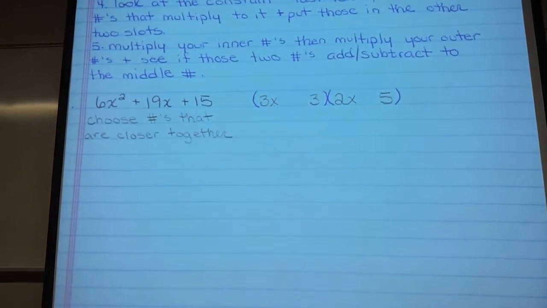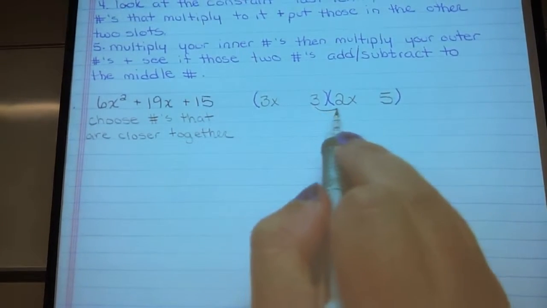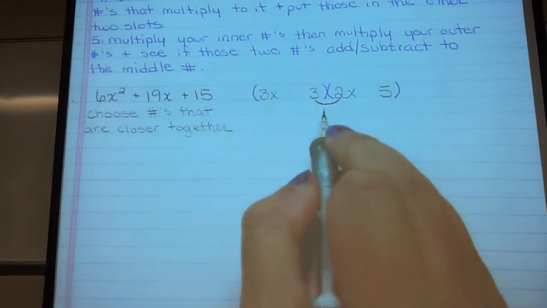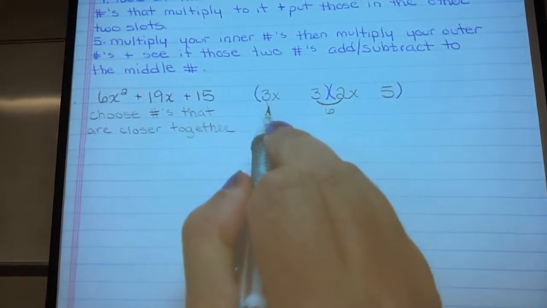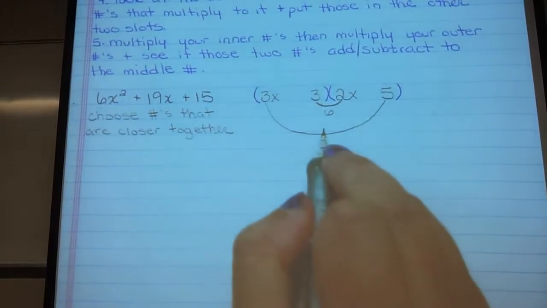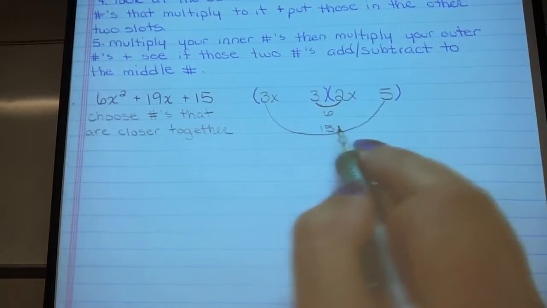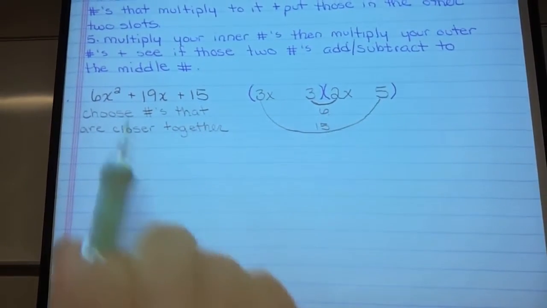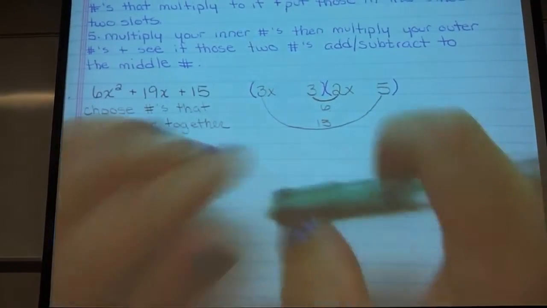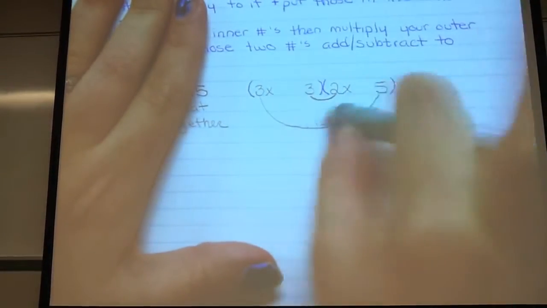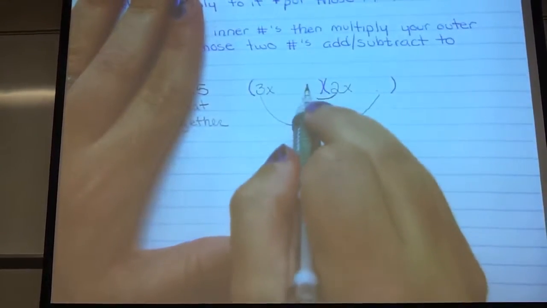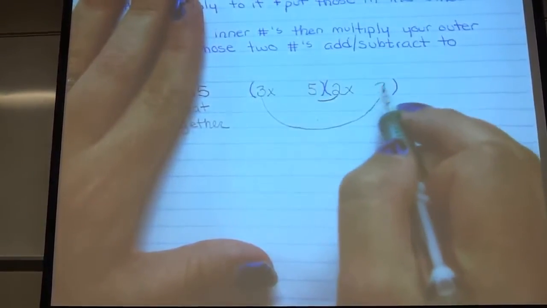This is using the Innie Outtie. Your inner numbers, what do you get when you multiply them? 6. Your outer, or the Outtie numbers, what's 3 times 5? 15. Can 15 and 6 give you 19? No. So that is not the correct order. So if that's not the correct order, you switch the 3 and the 5. So I'm going to put the 5 here and the 3 here.